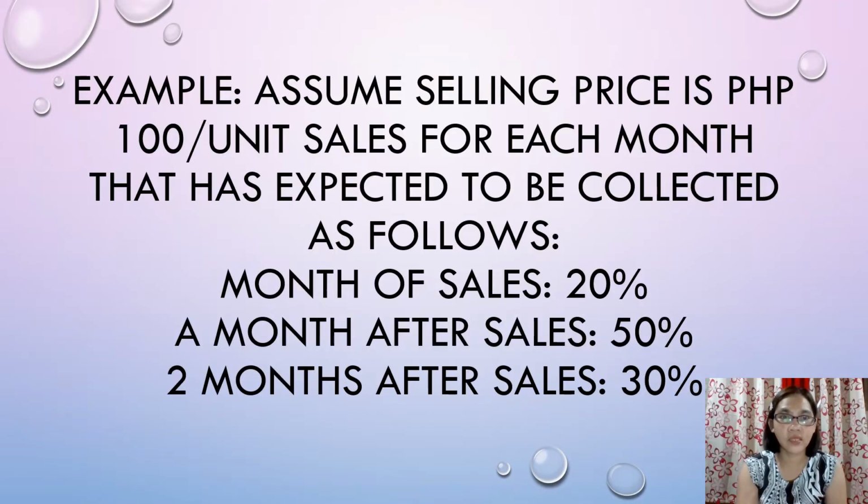So this is an example of a cash budget. Assume the selling price is 100 pesos per unit, and sales for each month are expected to be collected as follows. Month of sales, 20,000. A month after sales, 50,000. And 2 months after sales, 30,000.